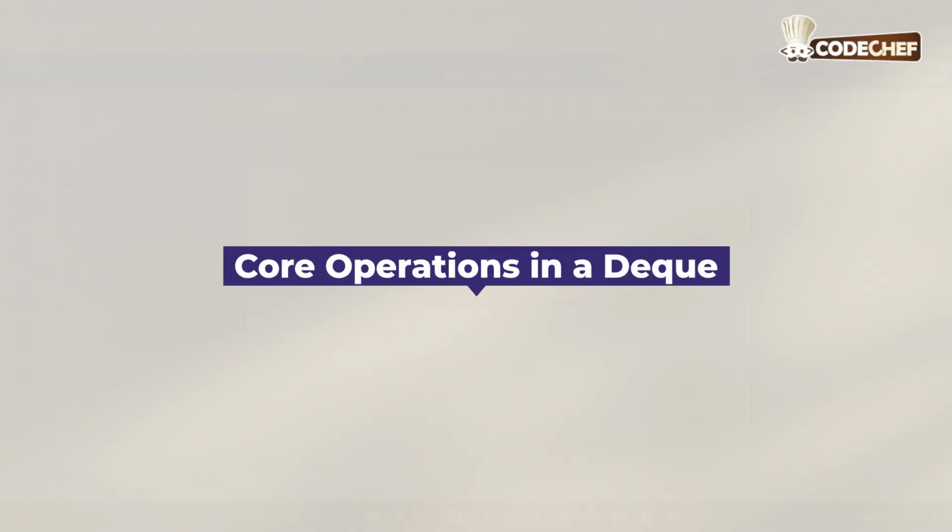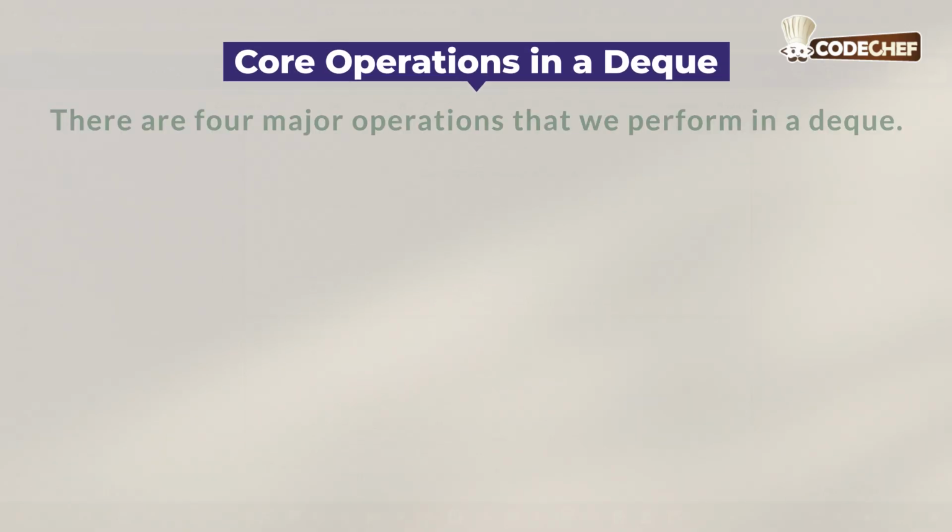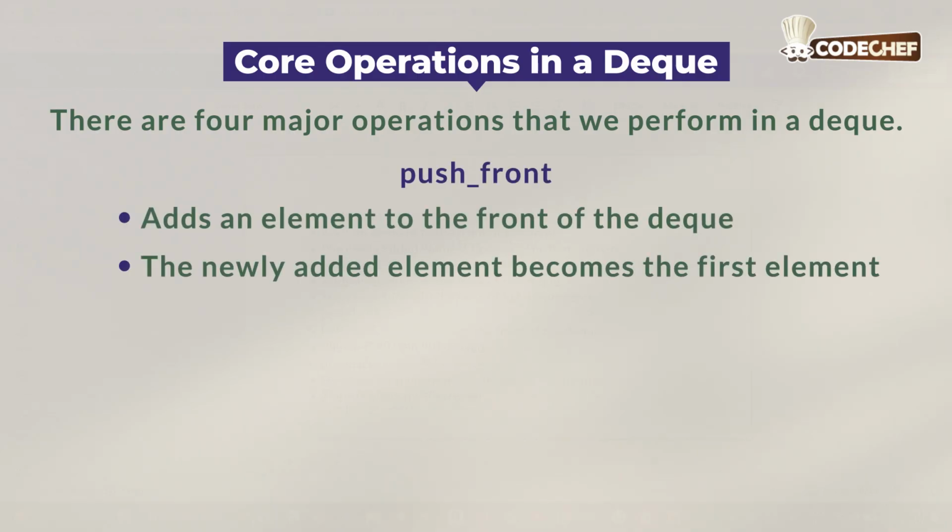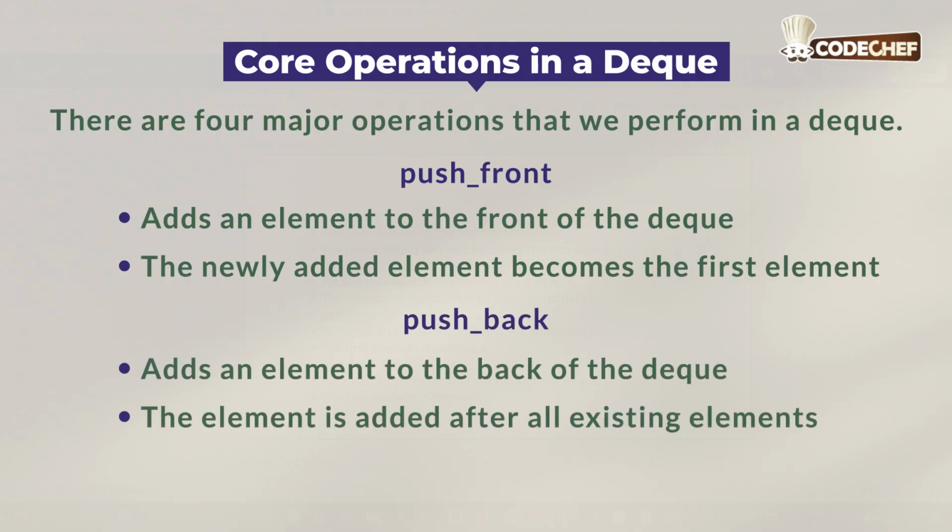Core operations in a Deque. There are four major operations that we perform in a Deque. First, push front. It adds an element to the front of the Deque. The newly added element becomes the first element. Push back. It adds an element to the back of the Deque. The element is added after all existing elements.